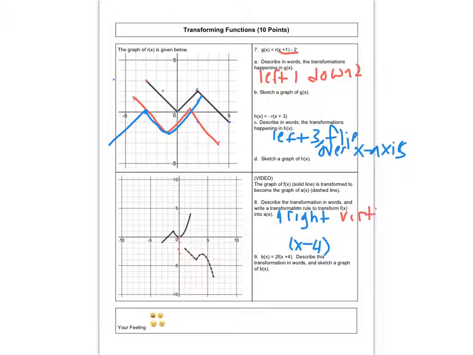So it's a vertical flip. It's not stretching. Vertical flip is going to make this a negative f of x minus 4. And again, we're looking at the vertex to help us see how far down it's going. It's going down 1, 2, 3, so it's minus 3 on the outside.